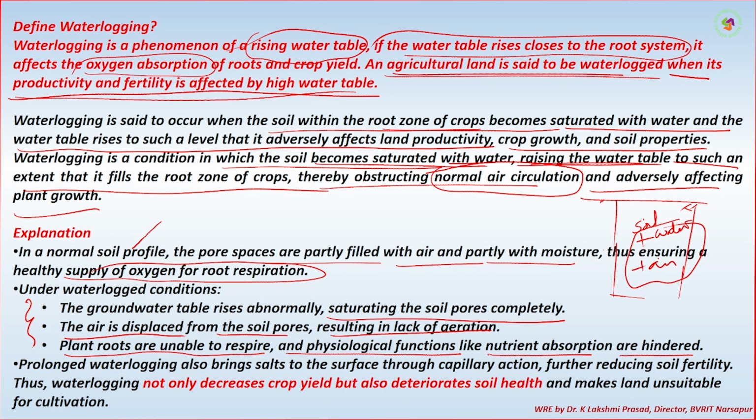It also brings the salts to the surface through capillary action, further reducing soil fertility. Thus, waterlogging not only decreases the crop yield, but also deteriorates the soil health and makes the land unsuitable for cultivation. Finally, the final thing is when the land becomes unsuitable for cultivation. Number one is unusable for cultivation, and also soil health is deteriorated, and also crop yield is reduced.